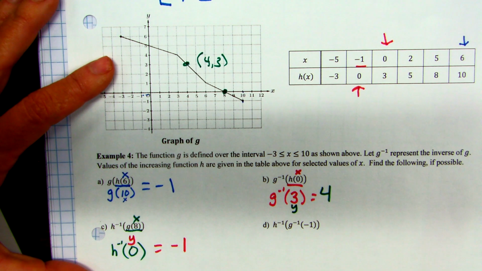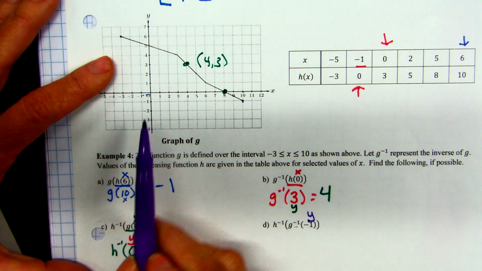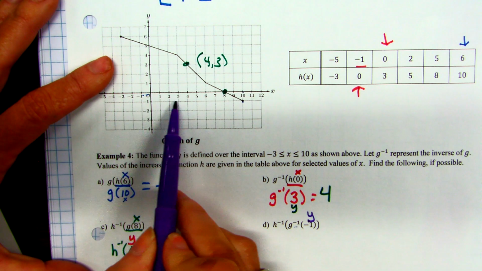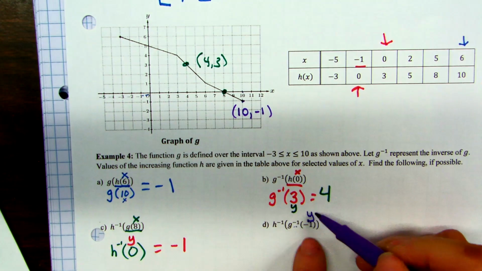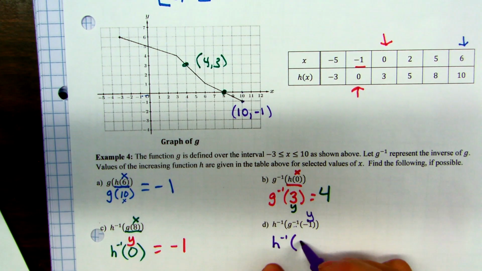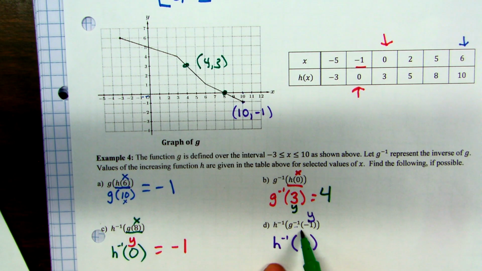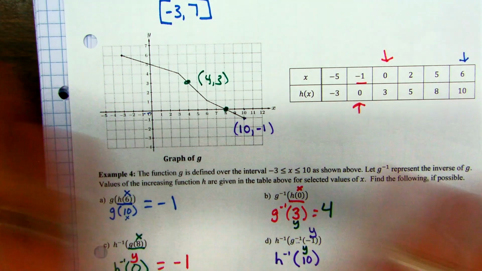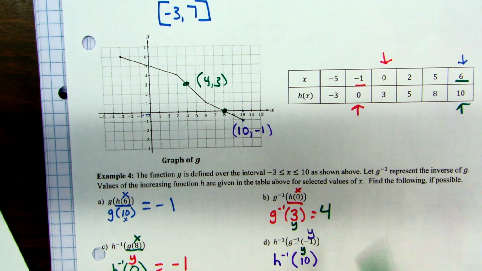Last one, inverse. So this is y on the g function. So when y is -1, x is 10, right? That point is 10, -1. So when y is -1, x is 10. Inverse notation means this is y. In the h, you just have to follow where you're supposed to go. Go to the h, y is 10, x is 6.